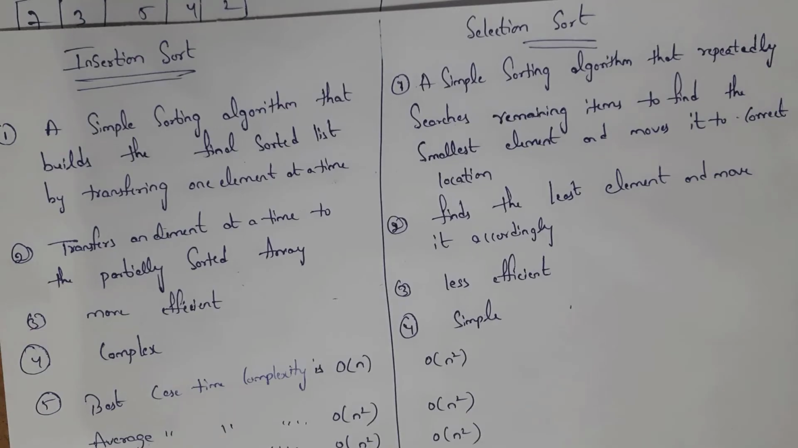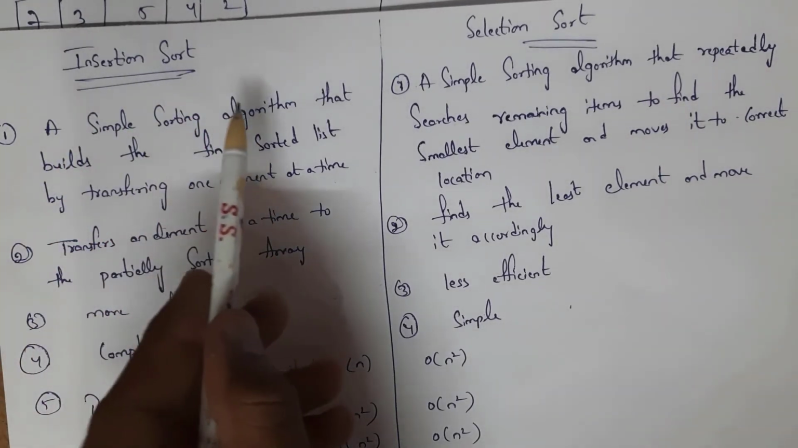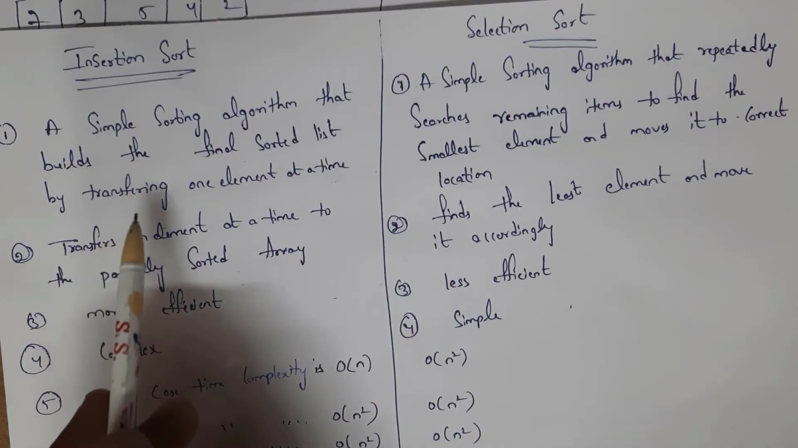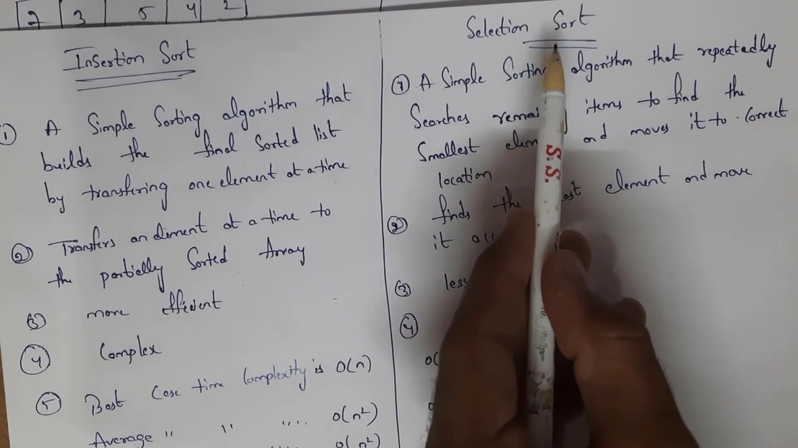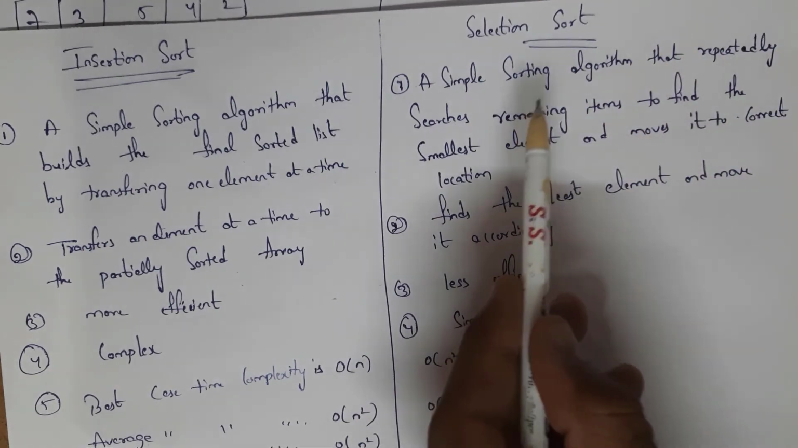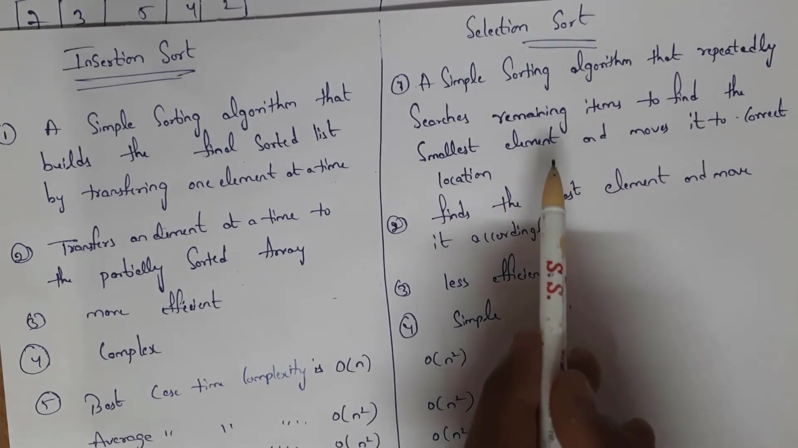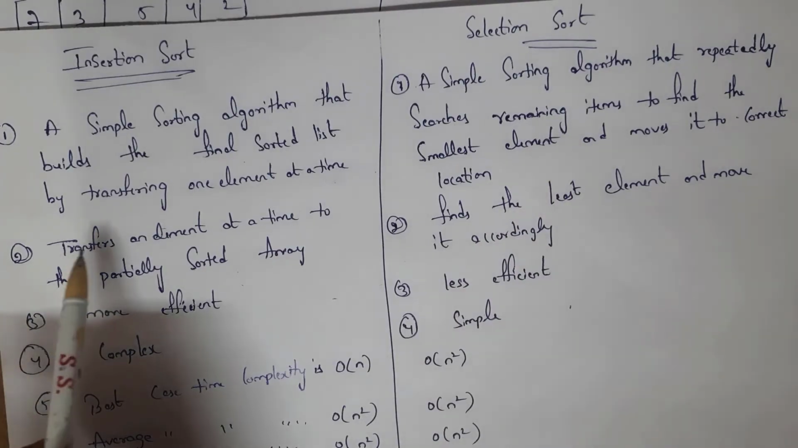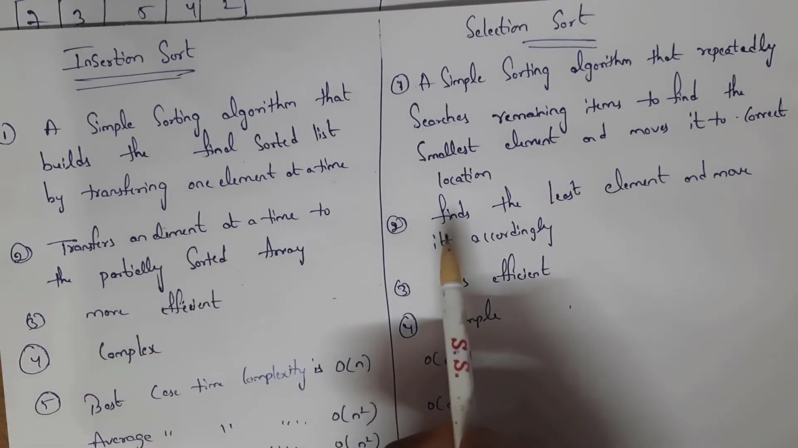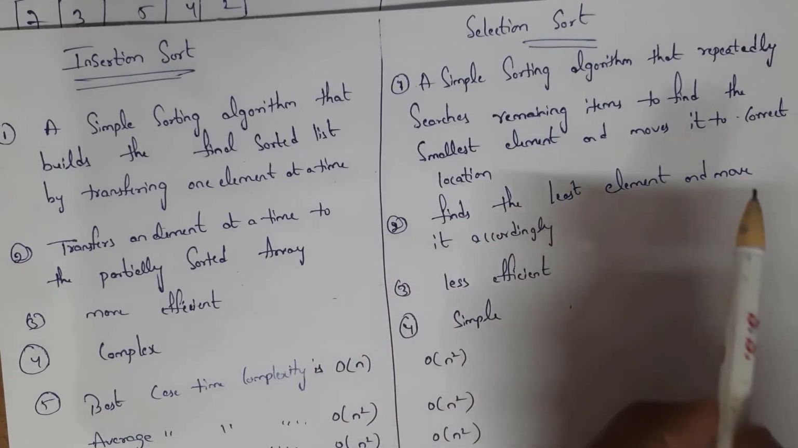Definition of insertion sort: insertion sort is a simple sorting algorithm that builds the final sorted list by transferring one element at a time. And this is the definition of selection sort: selection sort is a simple sorting algorithm that repeatedly searches the remaining items to find the smallest element and moves it to the correct location. It transfers an element at a time to the partially sorted array, and in selection sort it finds the least element and moves it accordingly.